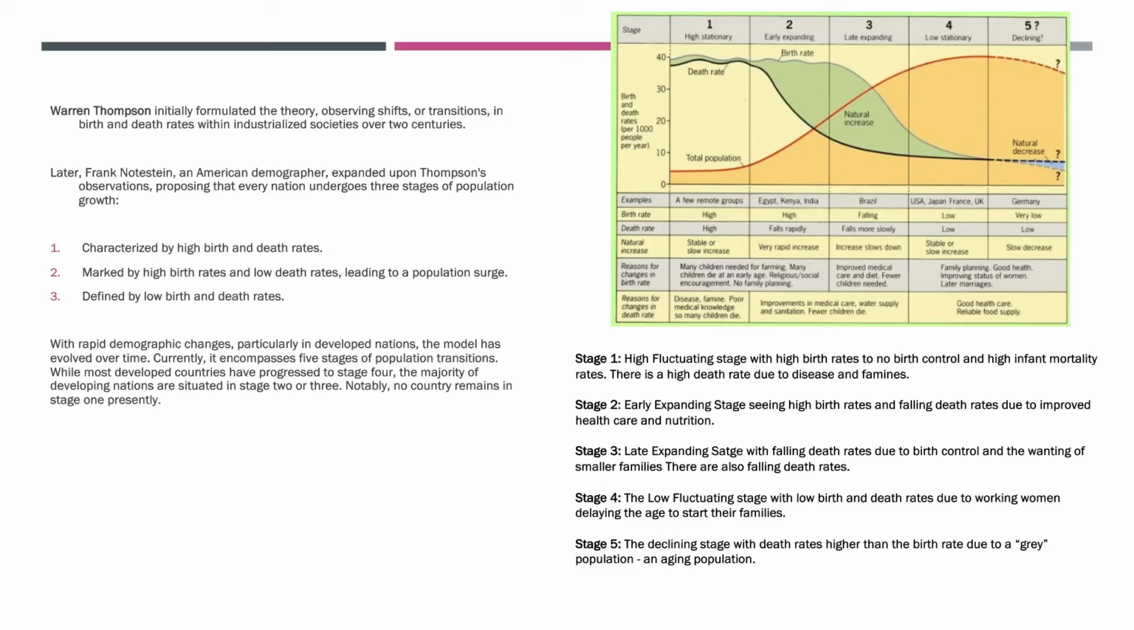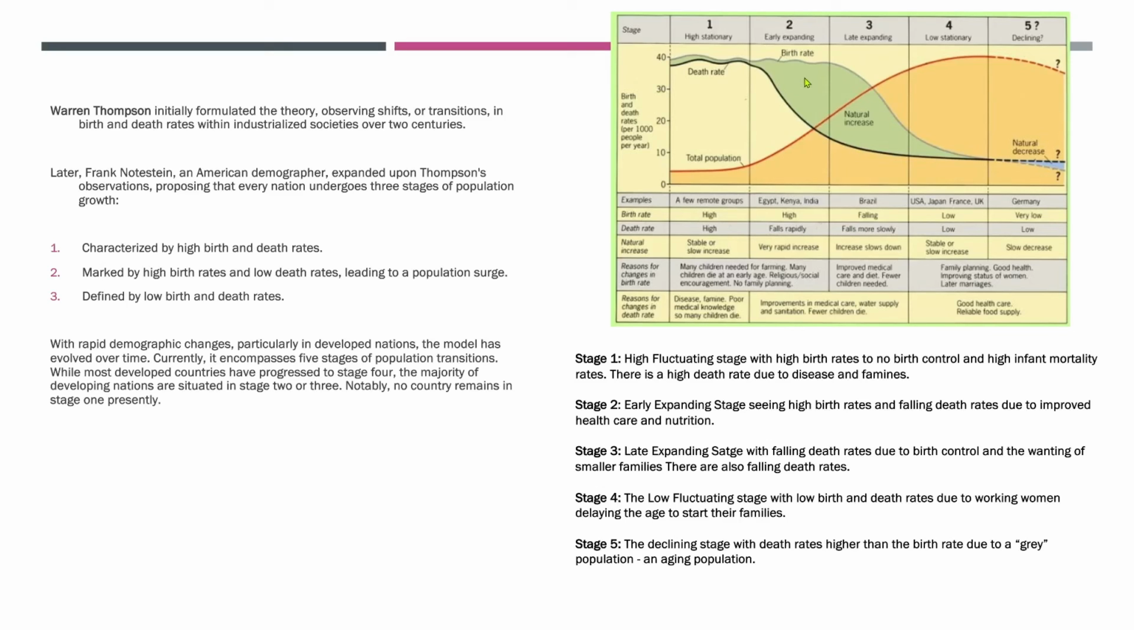Many children died at an early age. There was poor healthcare and so on. And there was no family planning. This was due to what? Religious or social encouragement. And you understand that now you're able to see where Thomas Malthus was being influenced by religion to not encourage family planning, contraceptions, or contraceptives.